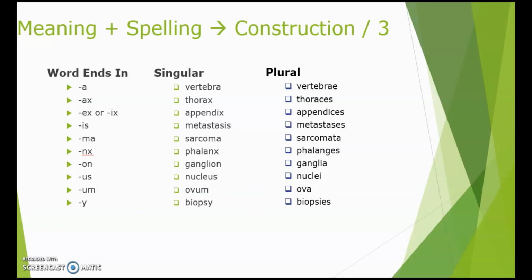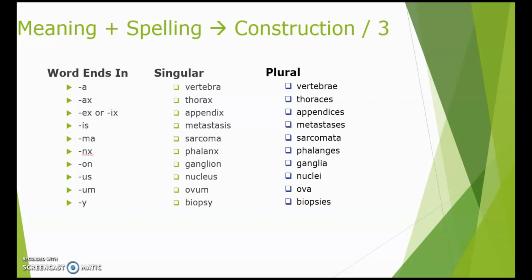Thorax, thoraces, okay? Appendix, appendices, okay? Metastasis, metastases, okay? Metastases could be a possible pronunciation. Sarcoma, sarcomata, okay? Same as schema, right? Schema, schemas, schemata. Phalanx, phalanges. Ganglion, ganglia. Of course, ganglion, ganglia will be a possible pronunciation.